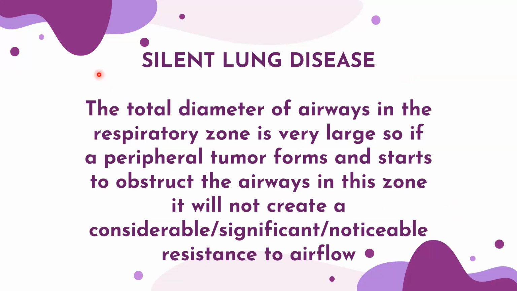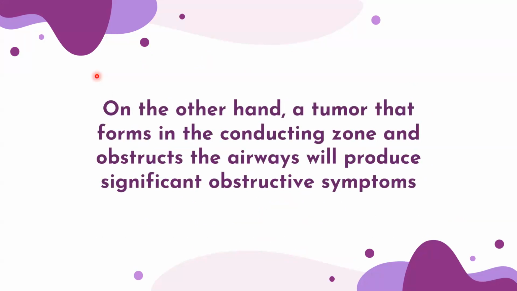So that's why we don't measure the resistance, because it's a poor measure. It can't tell us if there is a pathology, because there won't be any resistance, since there won't be significant symptoms, because not a considerable amount of airways have been obstructed. On the other hand, with the central airways, because you have fewer of them, for example one trachea and then 2 main bronchi, you don't have a lot of them. So the patient will show considerable obstructive airway symptoms if you have a tumor forming in the conducting, or basically the central, airways.